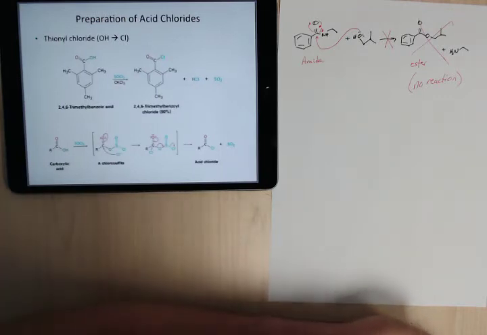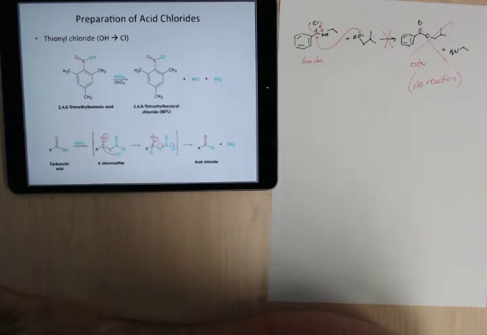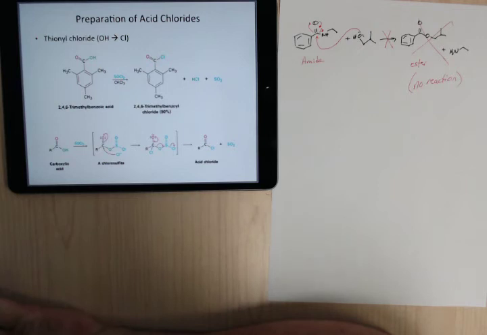Now the question becomes, how do you make the acid chloride? If the acid chloride is at the highest reactivity level, how do you make it? Well, what you do is you add this compound called thionyl chloride. It's SOCl2. Its entire purpose in life is to turn OHs into Cls. That's it. Doesn't matter if it's an alcohol or a carboxylic acid. It turns that OH into a Cl.